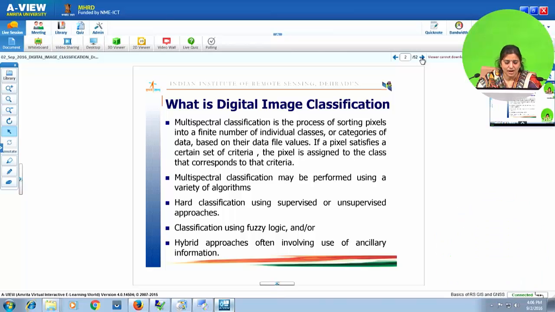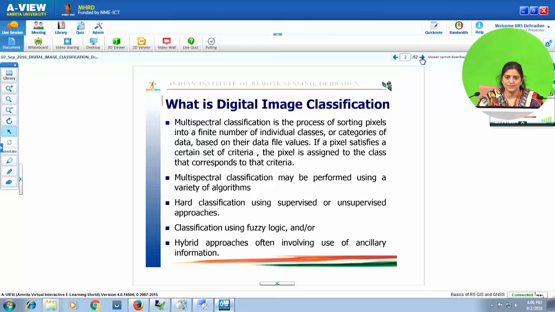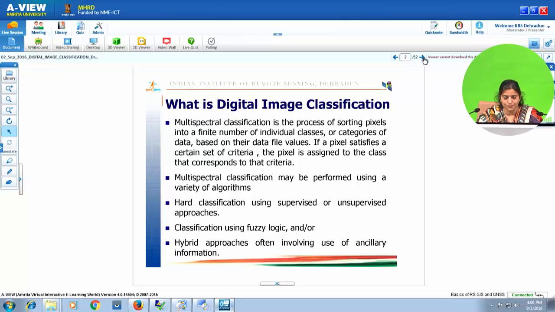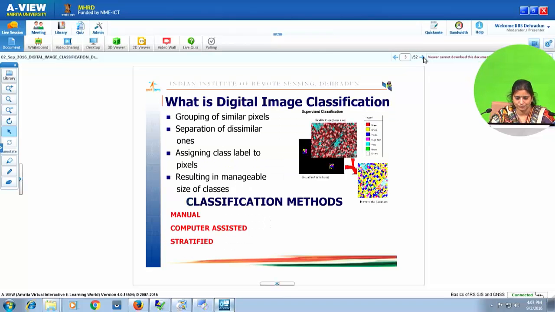We can have hard classification using supervised or unsupervised approaches. In case of natural features where the boundaries of the features are not very clear, we can go for classification using fuzzy logic. In the features which have certain difficulties in identification, we can use hybrid approaches which often involves the use of ancillary information.